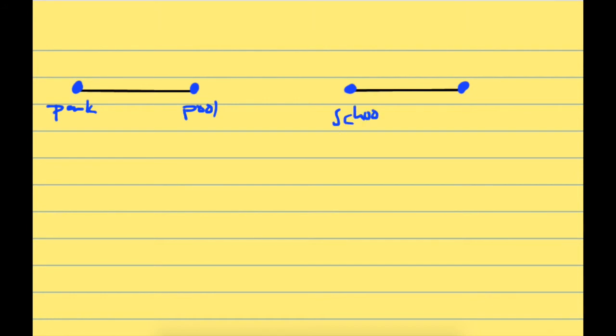Okay, so we've got the park to the pool. And that's congruent to the school to your house. And the school is between the pool and your house. So we know that these two segments are congruent. And we can label these A, B, C, D. So that's a good idea of what our picture should look like.